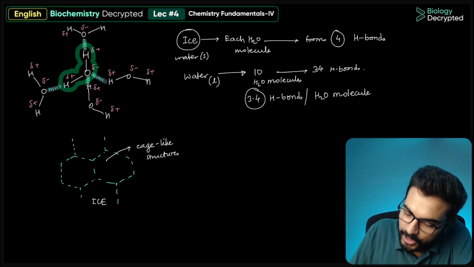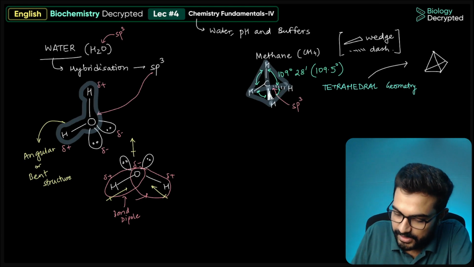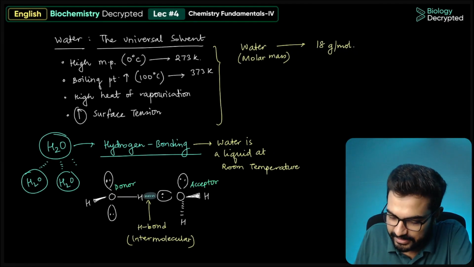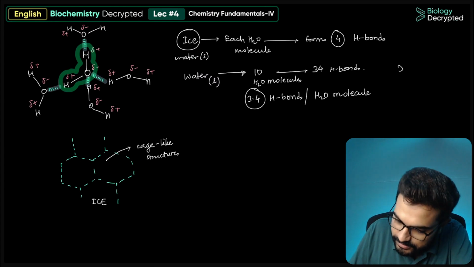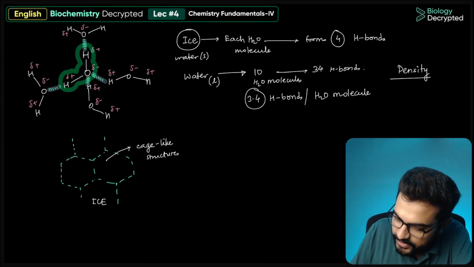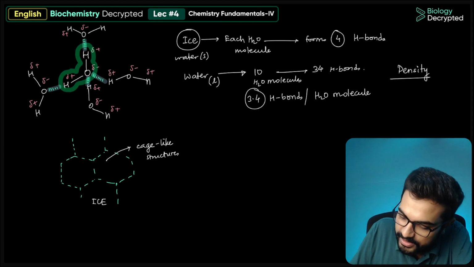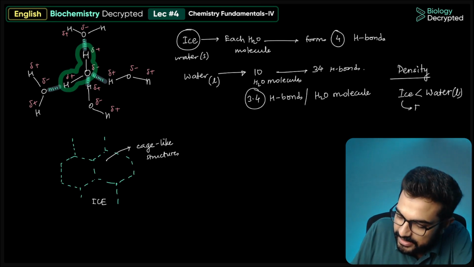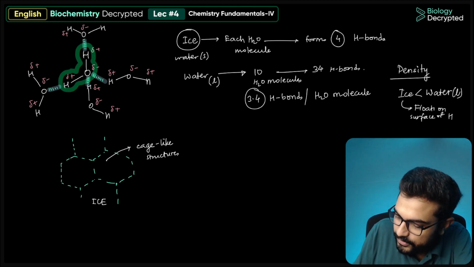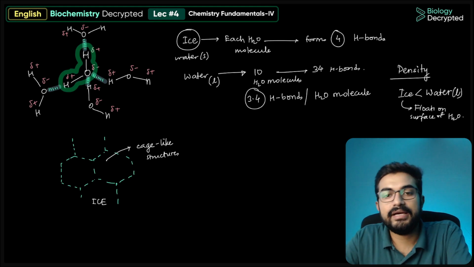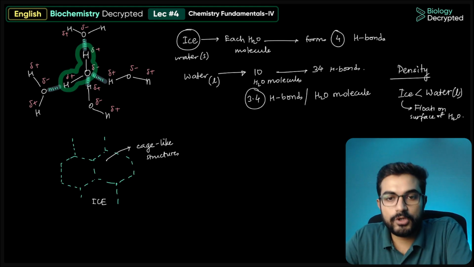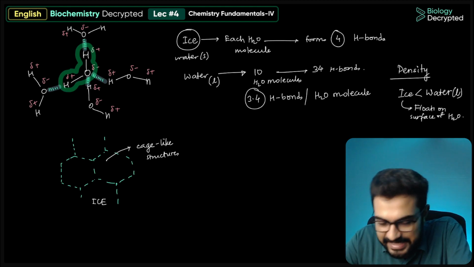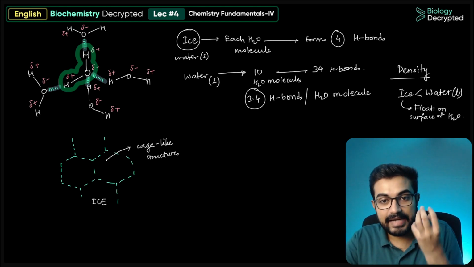So now talking about the density. If we compare the density of ice and water, what we can easily comment is the density of ice is lesser than liquid water, and that's why ice floats on the surface of water. This is the reason why ice floats on the surface of water: because of having a lesser density, since it has cage-like structures, since it has air trapped in it.